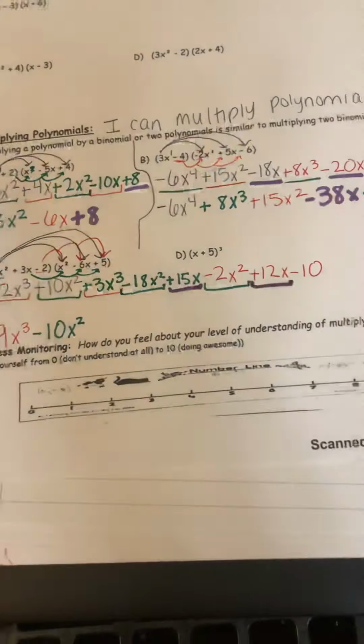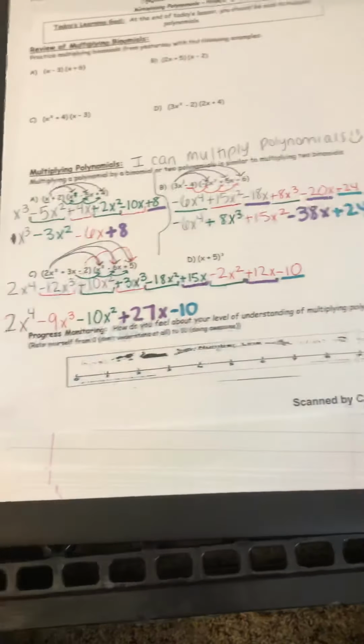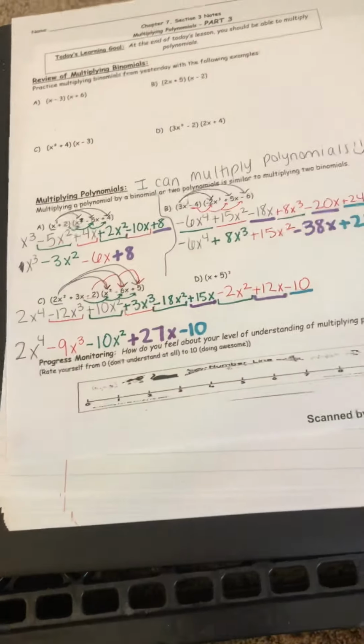So my final answer is 2x to the 4th minus 9x cubed minus 10x squared plus 27x minus 10. Now, like I said, I knew I was going to run into that issue for D, so I'm going to go ahead and get a new piece of paper. If you need to catch up, go ahead and pause it. Otherwise, just go ahead and flip over to the back side.